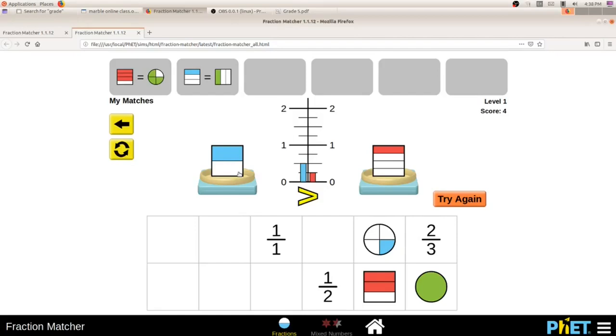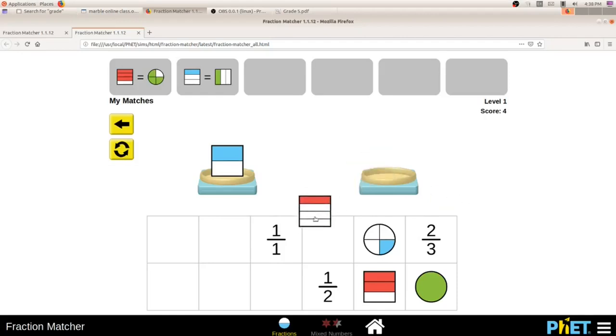So here we have done a mistake for the first time. We have done a mistake one time, so it will show the try again button. So you can click here for the second time, and again you will get a chance. You can replace it with any other fractions.